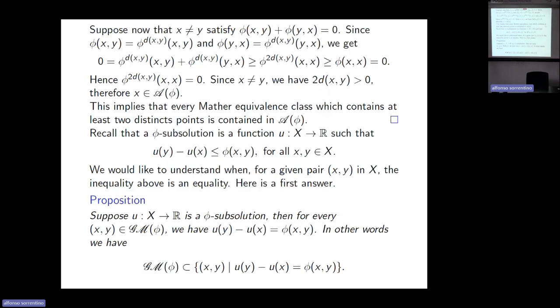So a subsolution satisfies that. We want to understand when, for a given pair xy, the inequality above is always an equality whatever subsolution you use. And here is the first answer. Suppose U is a phi subsolution and the pair xy is in the graph of the Mather relation, then necessarily uy minus ux is phi of xy. So here is your answer to your question.